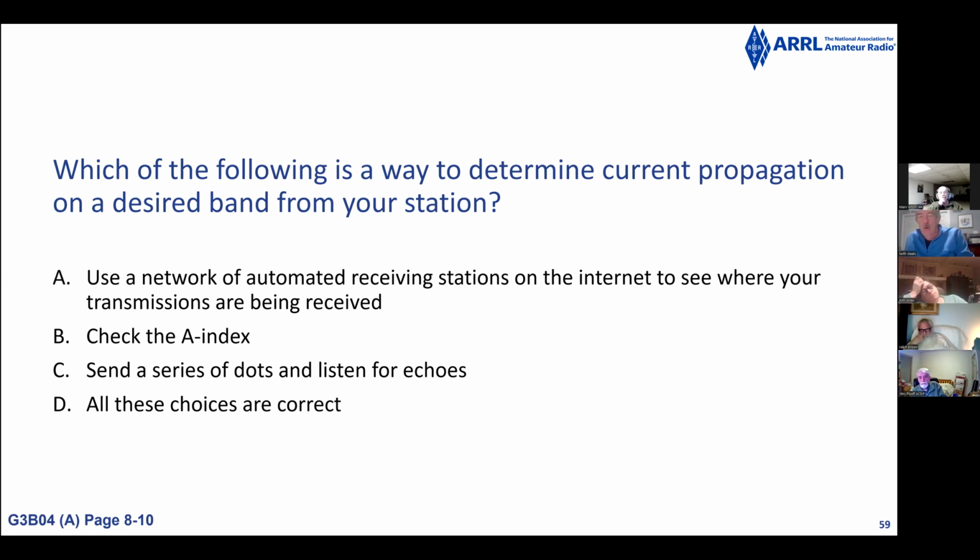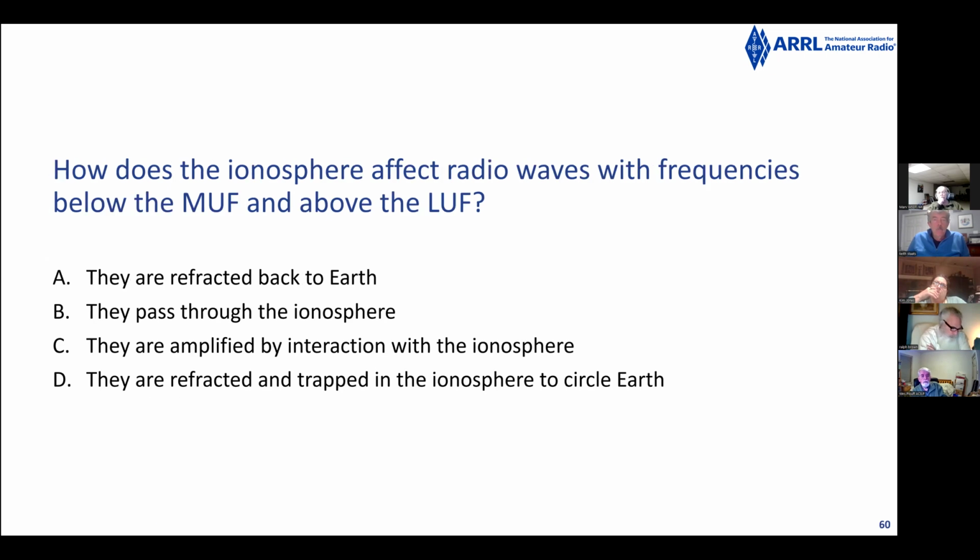This network of automated receiving stations is the reverse beacon network, or RBN. You can see RBN spots on several websites, and if you're a little bit savvy, they don't even have to be from you. You can go by call area, or sometimes there are other indications of where signals are being transmitted from. Also, you can listen for beacon stations.